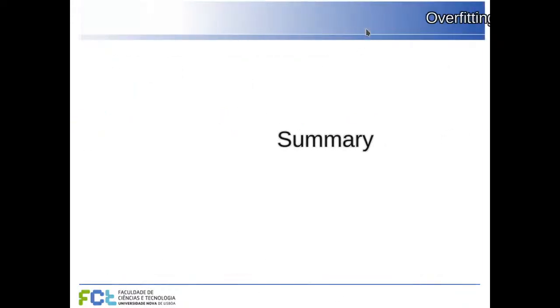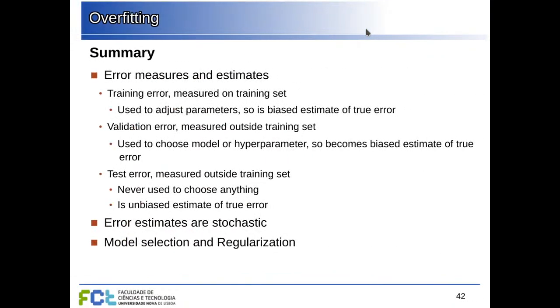So to sum up this lecture, we have these error measures that we use to estimate the true error. So the training error is the one that we are measuring on the training set to adjust the parameters. This is not really a good estimate of the true error because it's very biased by all the training process.